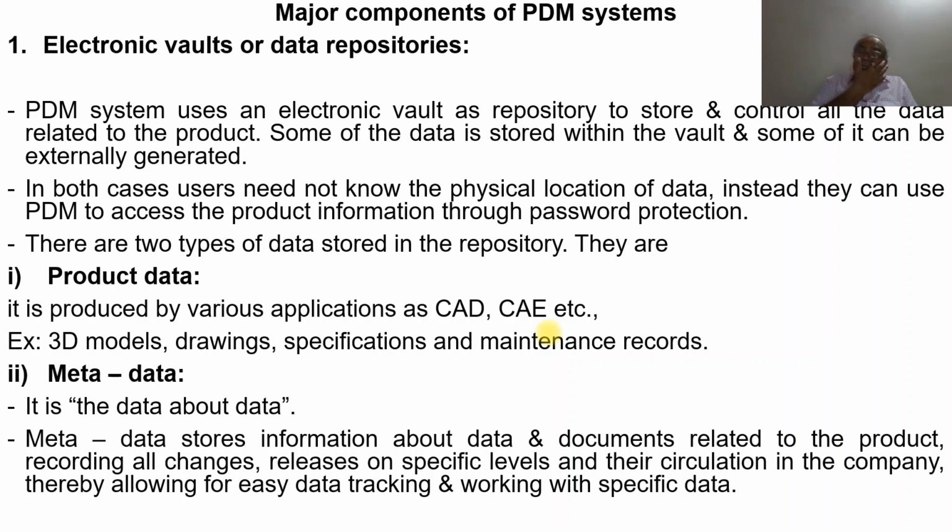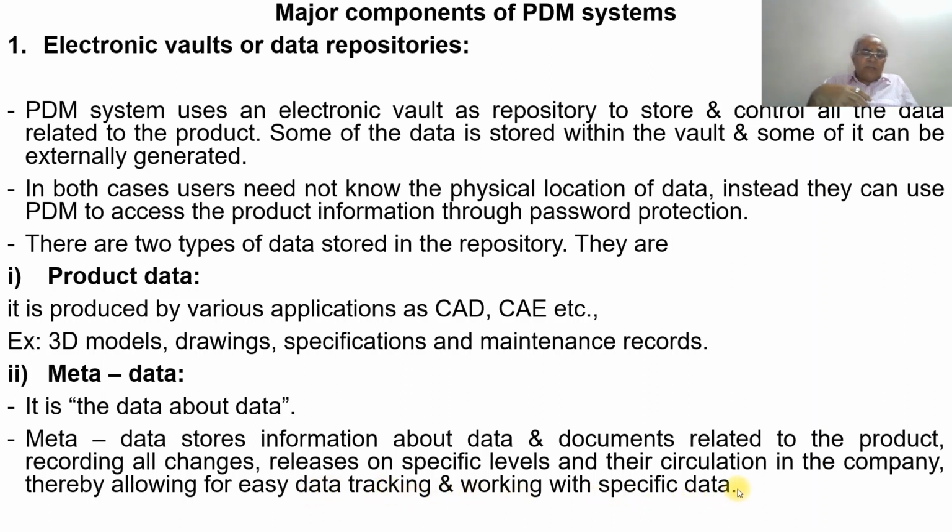So what is the advantage? Basically these are the identification for the data to be accessed. Similarly, metadata is the data about data. Metadata stores information about data and documents related to the product, recording all changes, releases on specific levels and their circulation in the company, thereby allowing for easy data tracking and working with specific data.